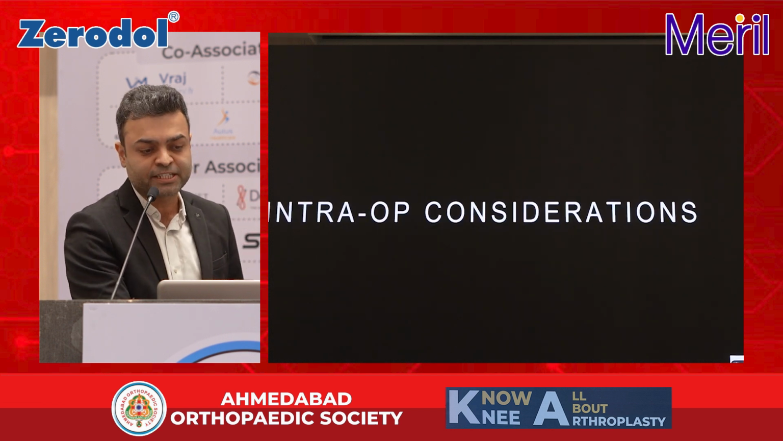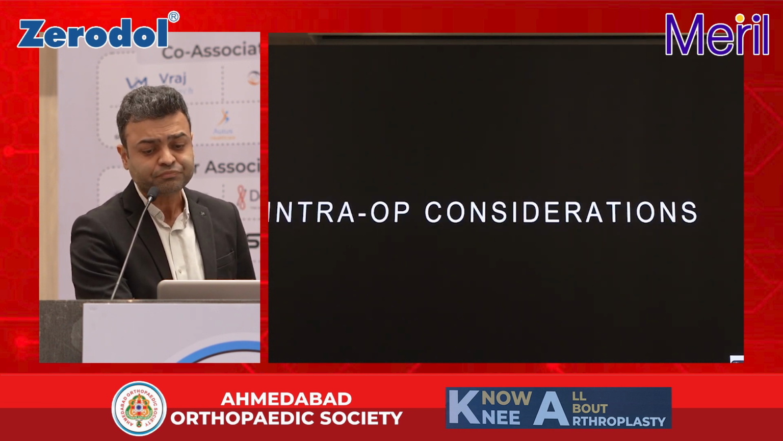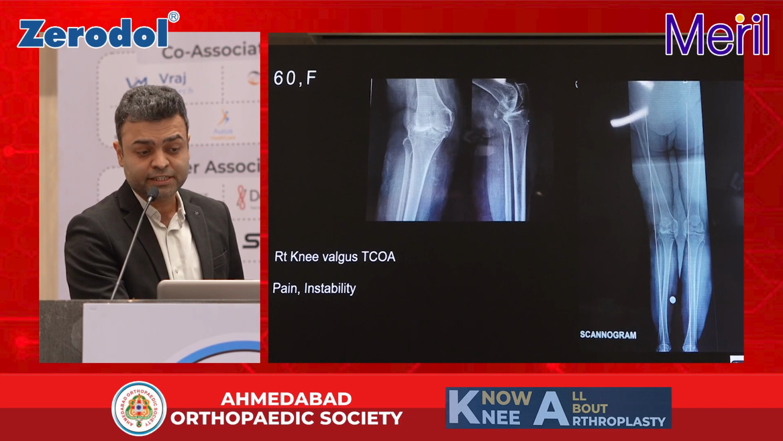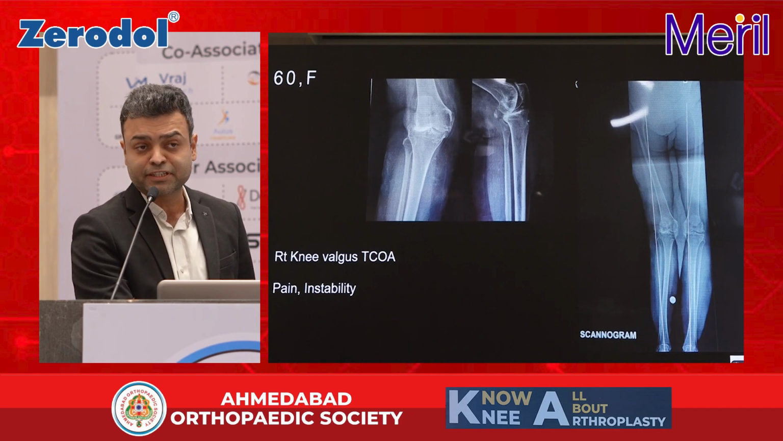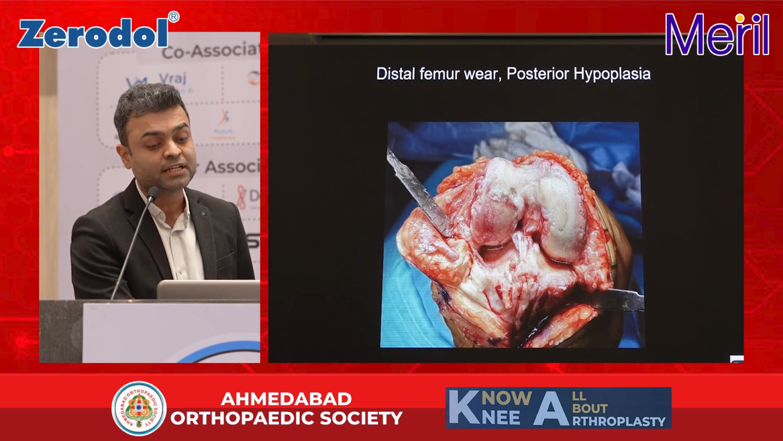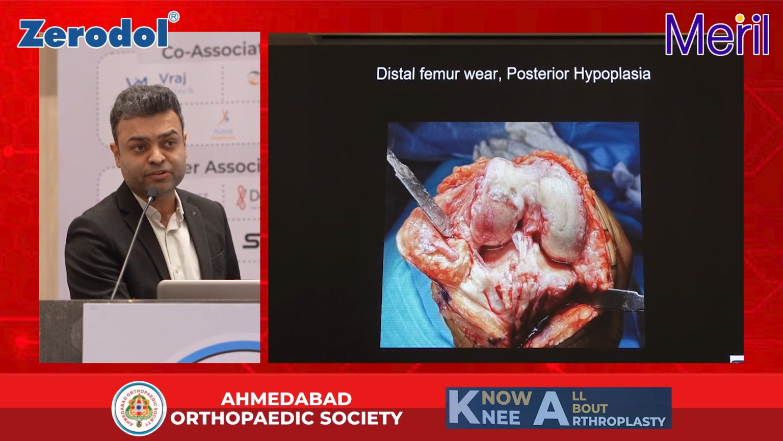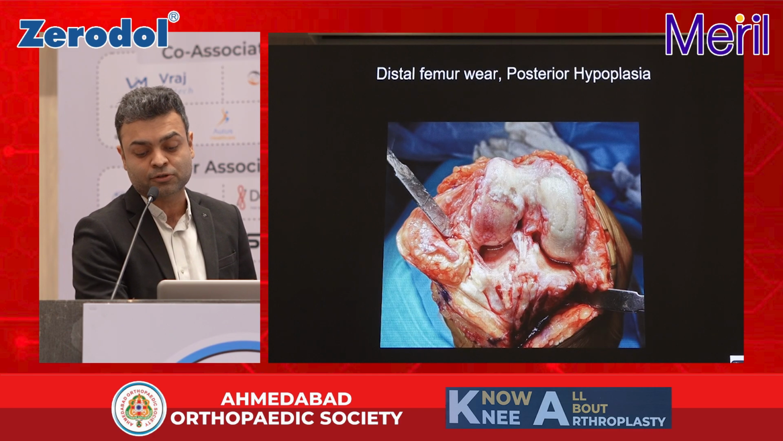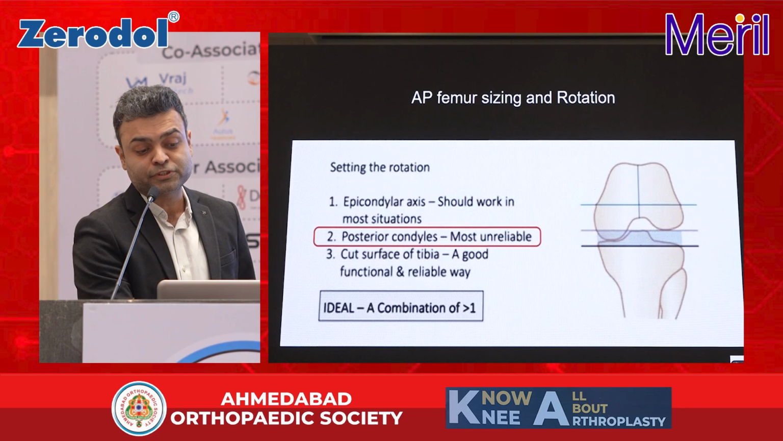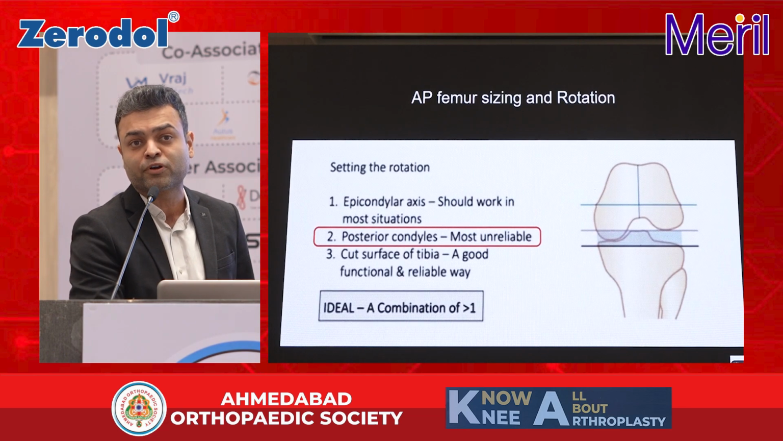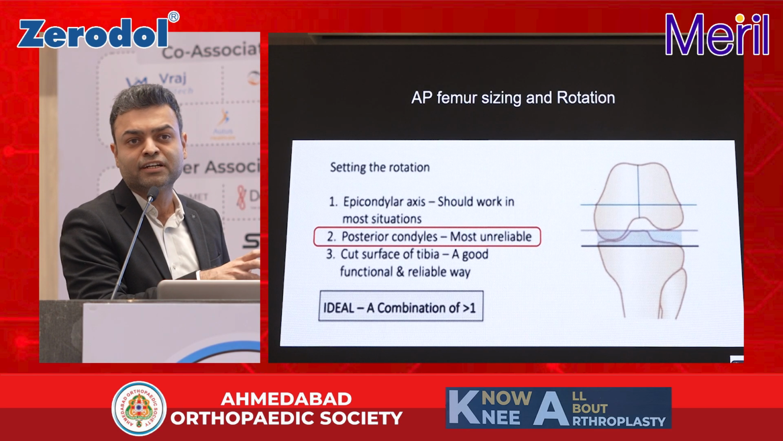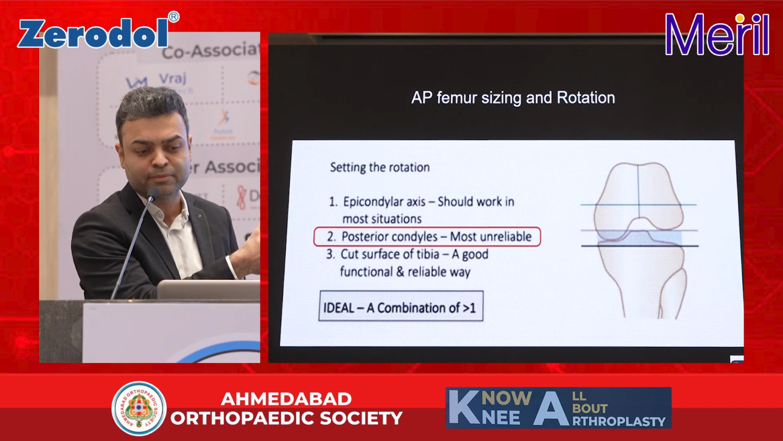What are the intraoperative considerations for valgus knee? This is a 60-year-old female with significant tri-compartment osteoarthritis with a valgus deformity, has both pain and instability. The problem here is the distal femur wear as well as the hypoplasia of the femur. So when you are using your posterior reference line for the rotation of the component, it is not going to work. You will inadvertently end up with internal rotation of the femoral component.